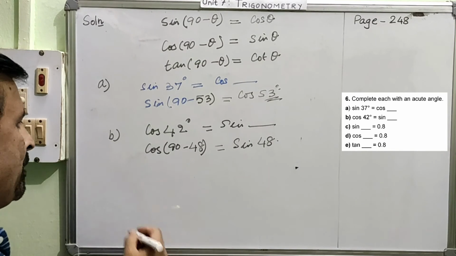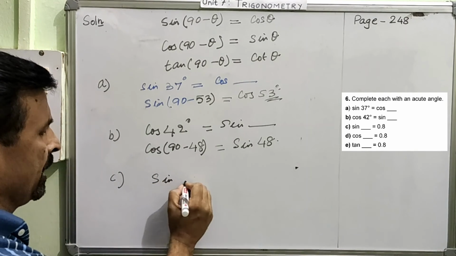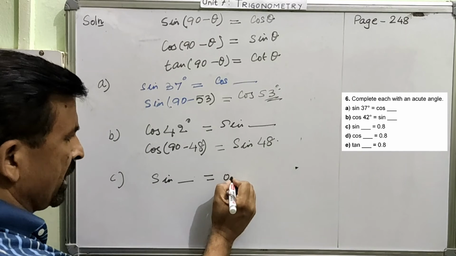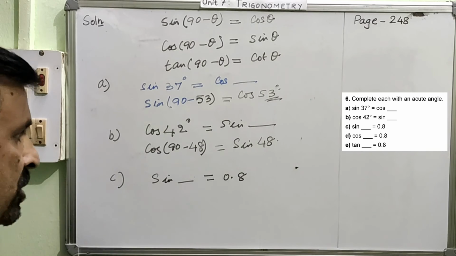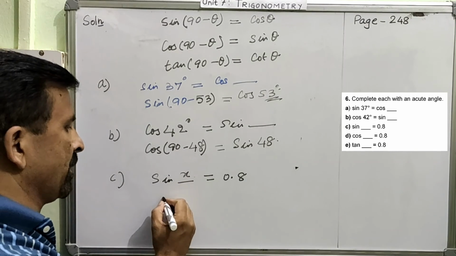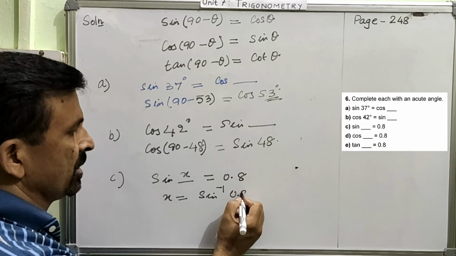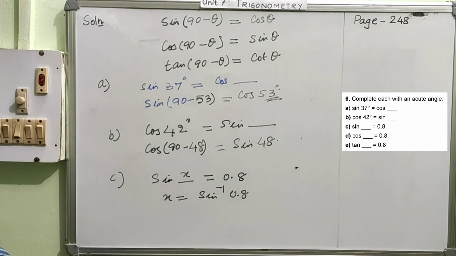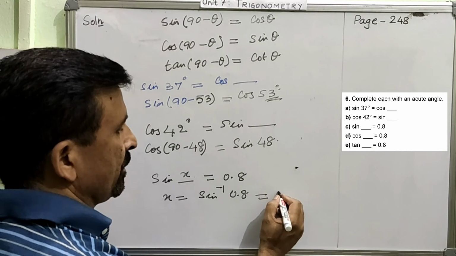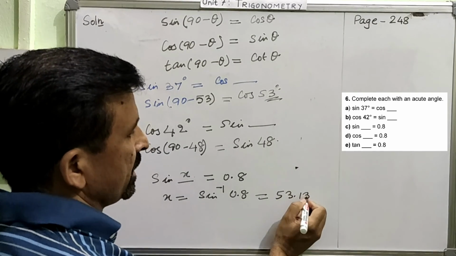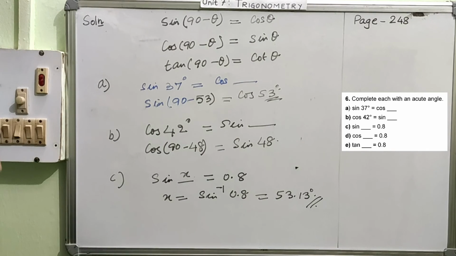The other questions are very simple. Number C: sine of the angle is equal to 0.8. Very simple. That means you have to find out the angle here, isn't it? So maybe I will write this as equal to x, and therefore x will be equal to sine inverse 0.8. A similar question you have done before also. When you use the calculator to calculate this 0.8, it will give you 53.13 degree. Am I clear or not?